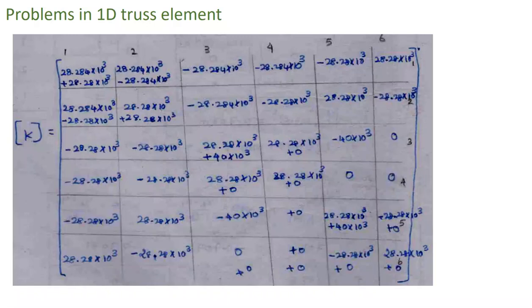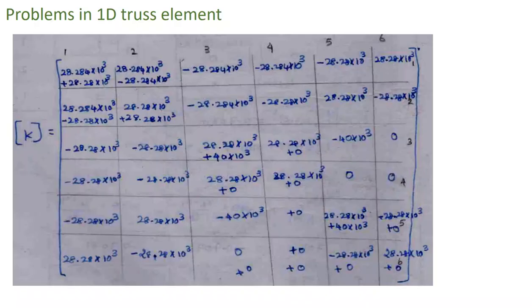So finally we are going to assemble the global stiffness matrix. In the previous two videos, we saw how to apply the nodal conditions and constraints, and then how to find the element stiffness matrix. Now we are going to assemble the stiffness matrix.